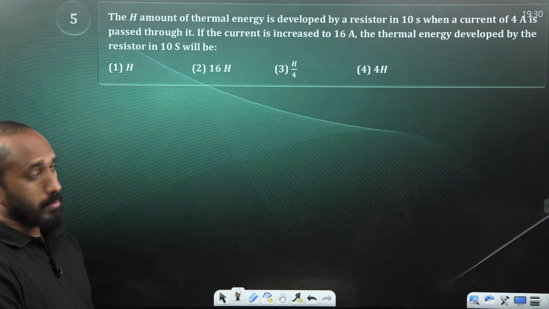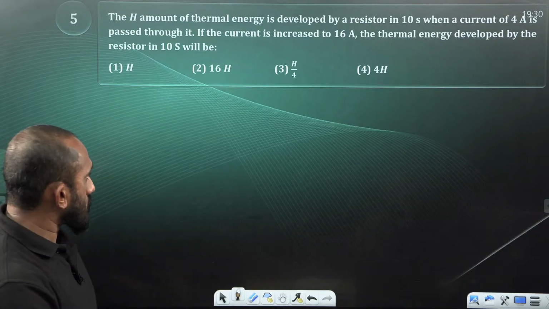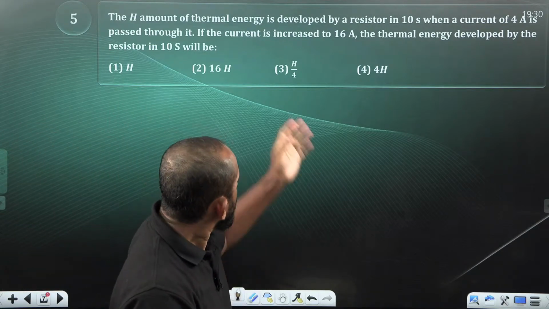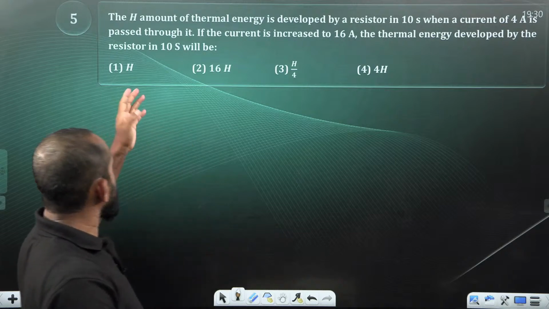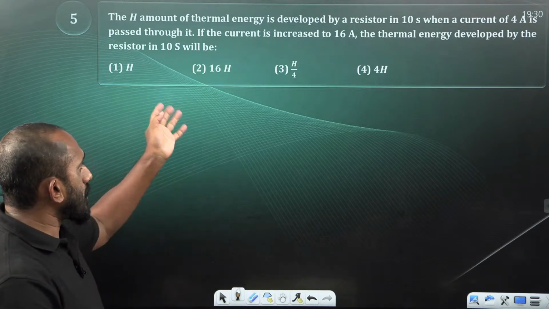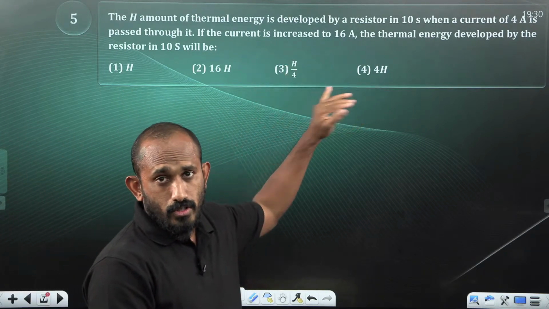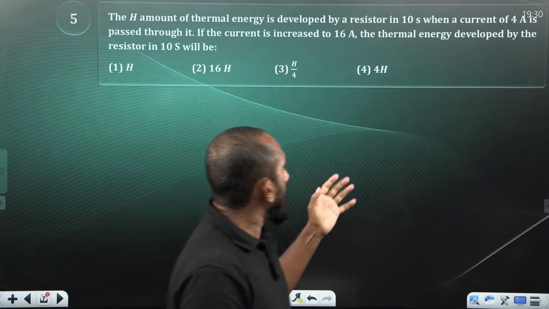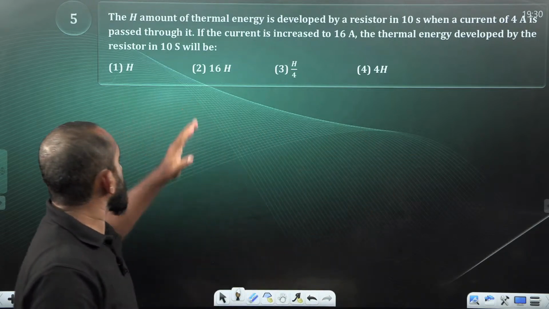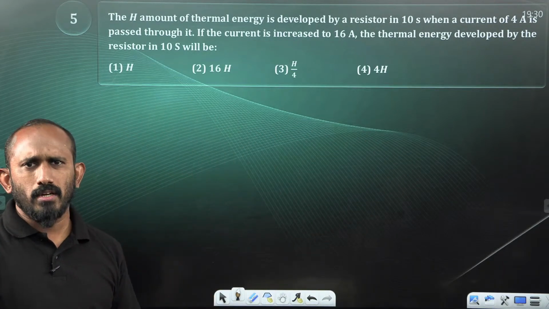The amount H of thermal energy is developed by a resistor in 10 seconds when a current of 4 ampere is passed through it. If the current is increased to 16 ampere, the thermal energy developed by the resistor in 10 seconds will be. So time is the same, but current is increased.